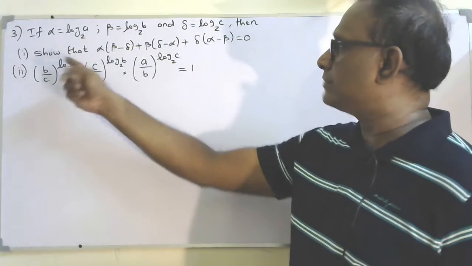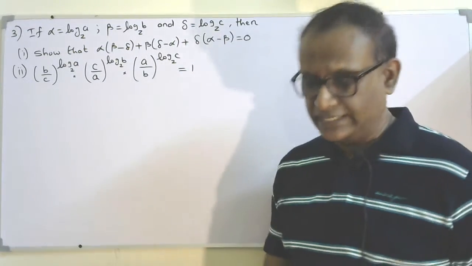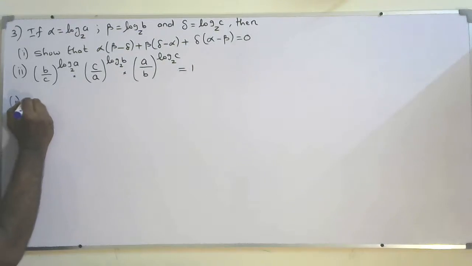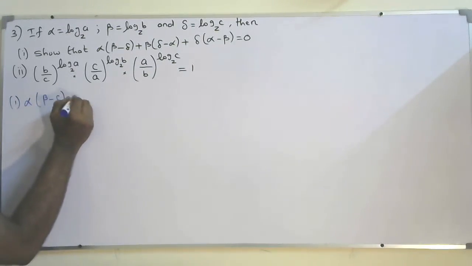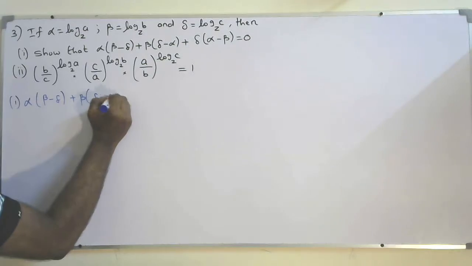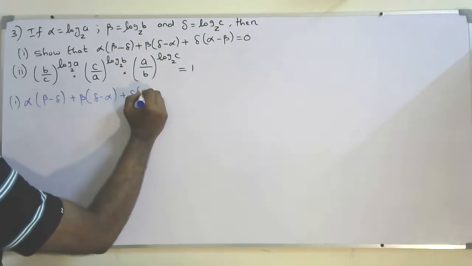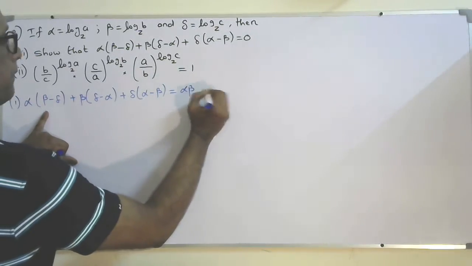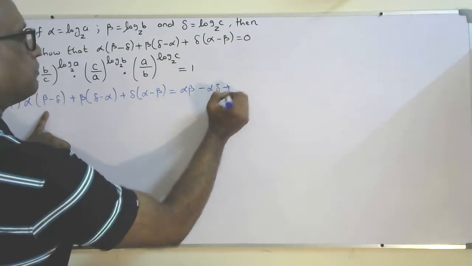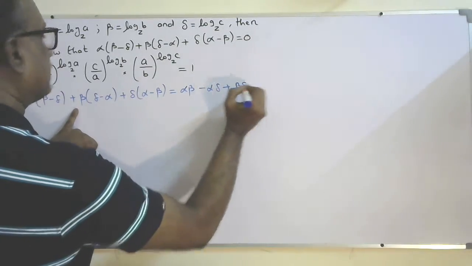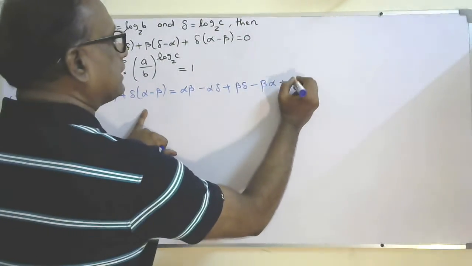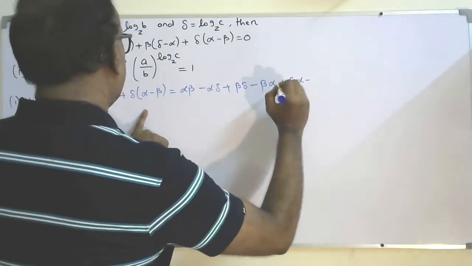So that's the relationship given. Then they ask you to show the first part, which looks complicated, equal to 0, but the first part is very simple. Don't use the logarithm, just solve this one. Alpha beta minus delta plus beta delta minus alpha plus delta into alpha minus beta equal to, multiplied inside: alpha beta minus alpha delta plus beta delta minus beta alpha plus delta alpha minus delta beta.